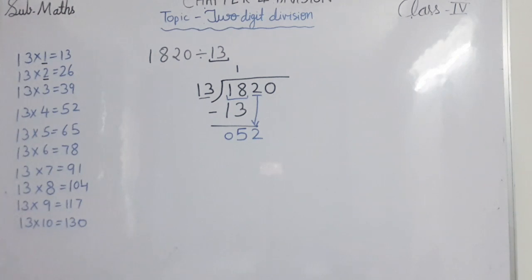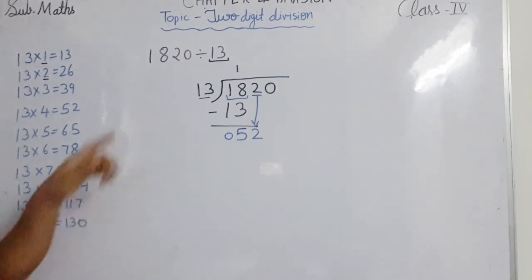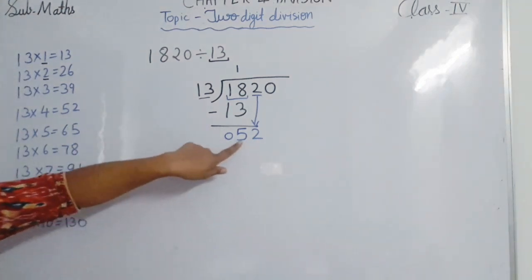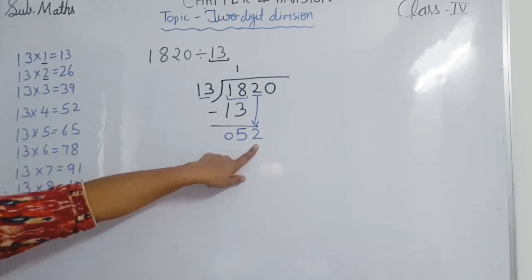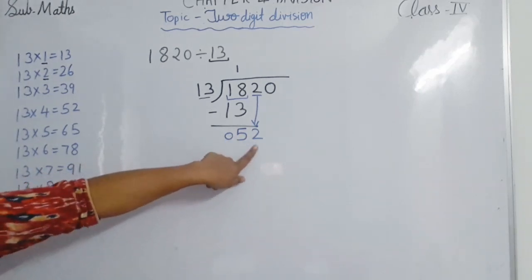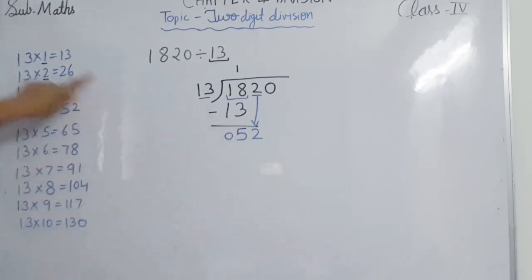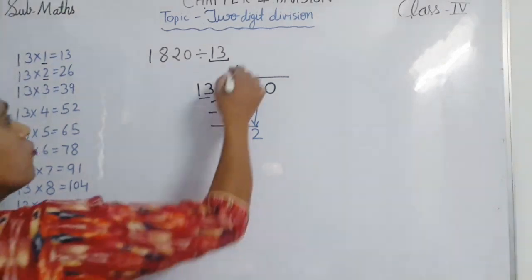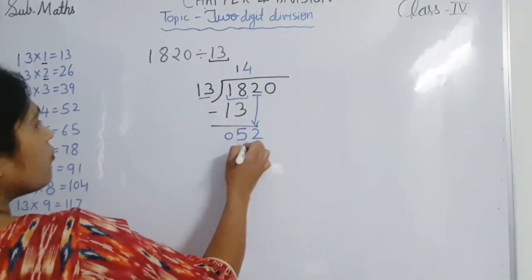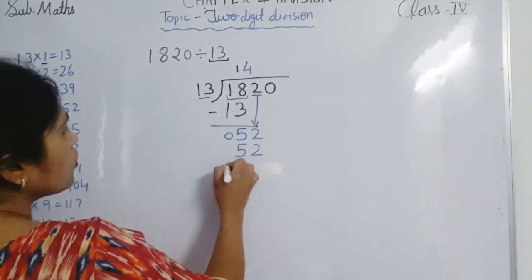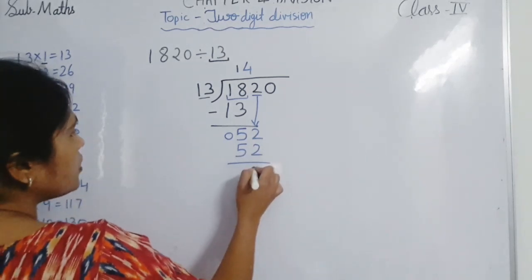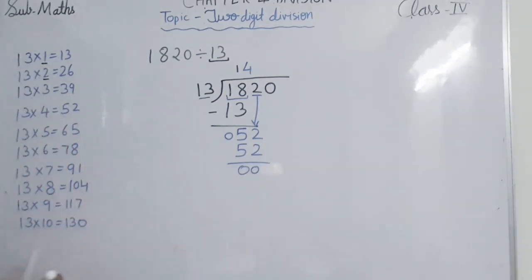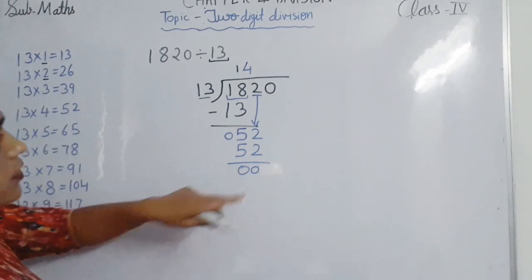So we have to speak the table of 13 until we get 52 or less than 52. Let's see if 52 will come in the 13 table. See here, if we speak, 13 fours are 52. So now here you will get 0 and 0. 52 minus 52 will be 0 only.